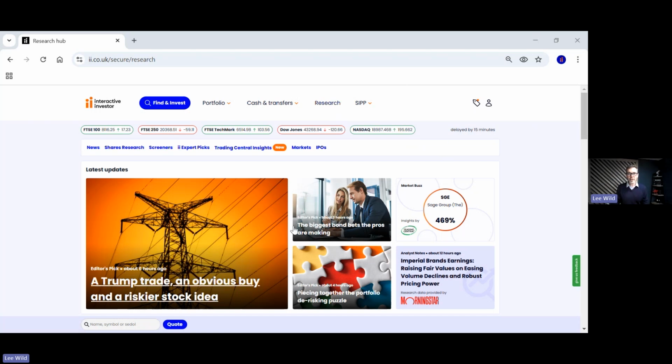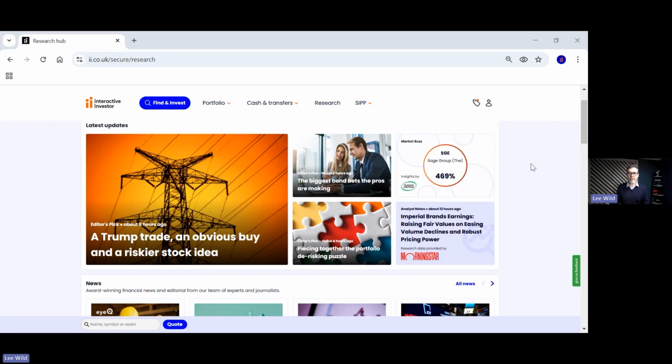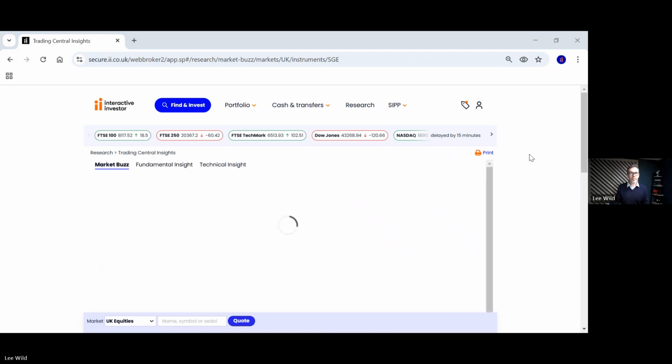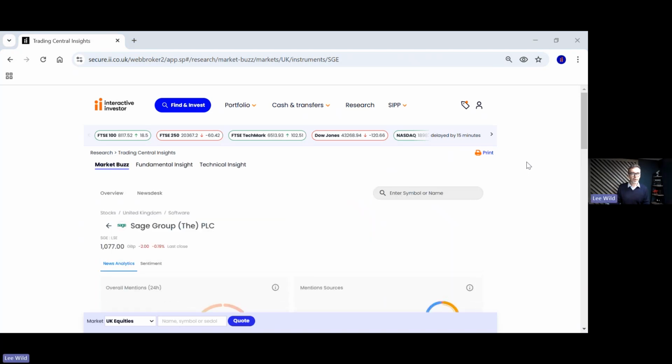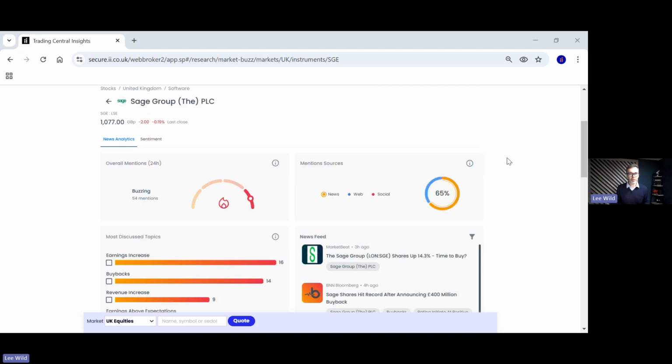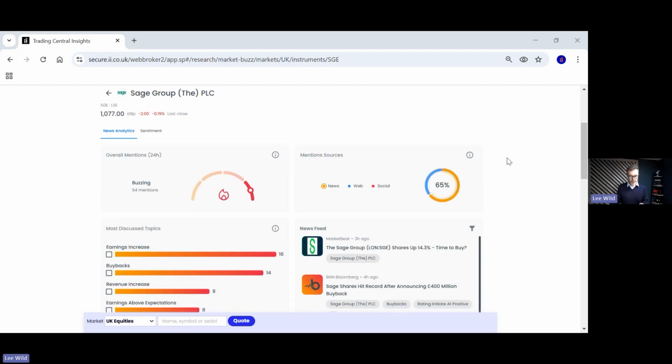Now, I'm in the secure site, I'm in the Research Hub. So in the top right, you can see the market buzz. So in the hero section, this is the top buzzing instrument at the moment. So if you click here, you will go through to the market buzz page for Sage Group. Now they've had results out today, done very well. Everybody's talking about them. Shares were up around 18% earlier on today. So that's the top buzzing instrument today.